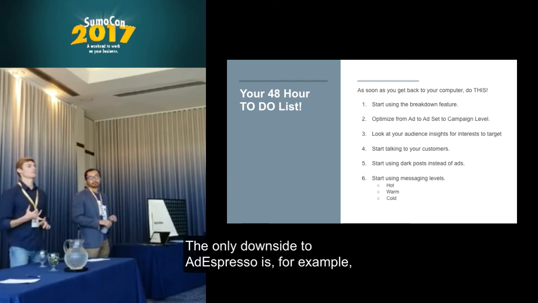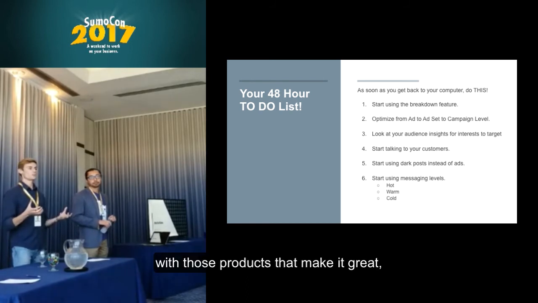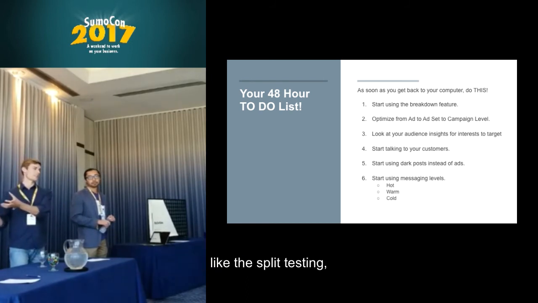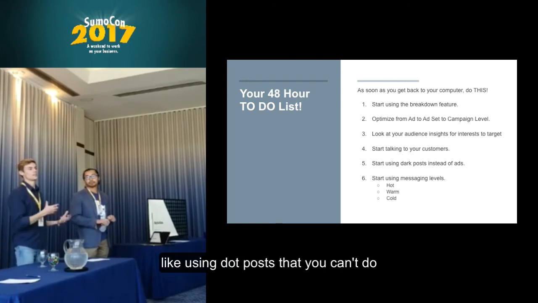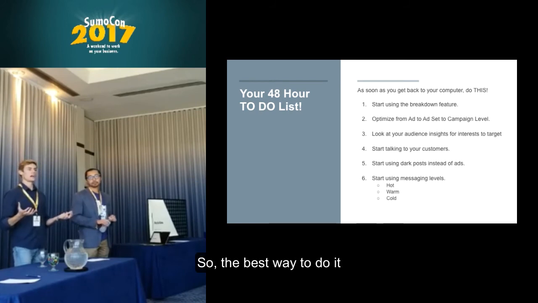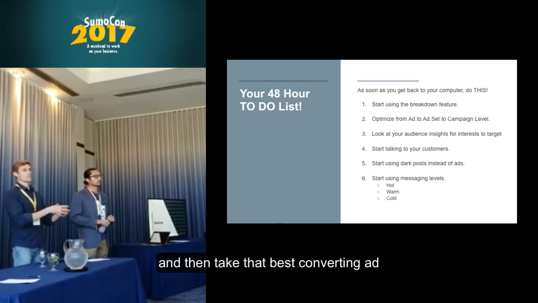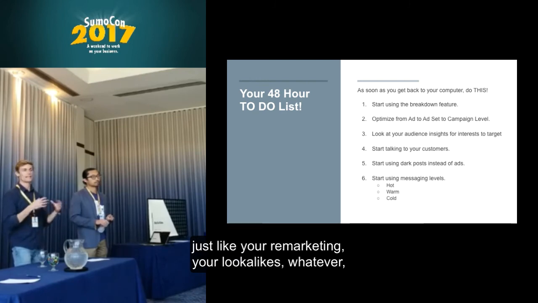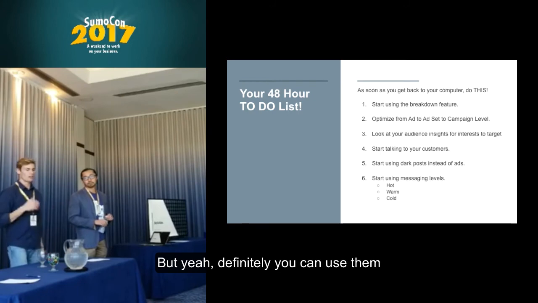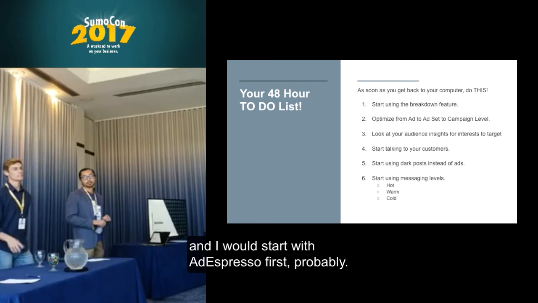The only downside to AdExpresso is, for example, you can't use that dark post feature. There are certain things that make those products great, like the split testing, but other things you have to sacrifice, like dark posts. So the best way is to use those tools to test and find your best converting ad, and then take that ad and put it throughout all of your core campaigns, like your remarketing and your lookalikes. You want to reuse that one. You can definitely use them to streamline a lot of processes, and I would start with AdExpresso first, probably.